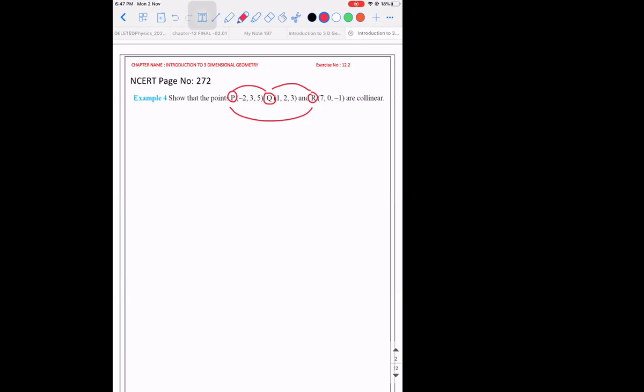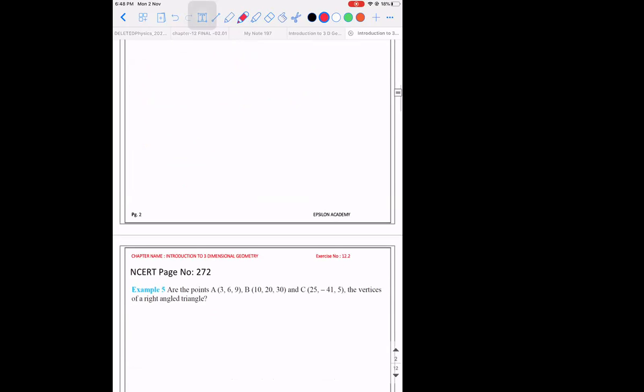Can you find out this? What is PQ? Root 14, sir. QR? 2 root 14, sir. So PR is 3 root 14. Did you get it? Yes, sir. 3 root 14 is 14 into 9, right? You would have done the prime factorization and found it out.